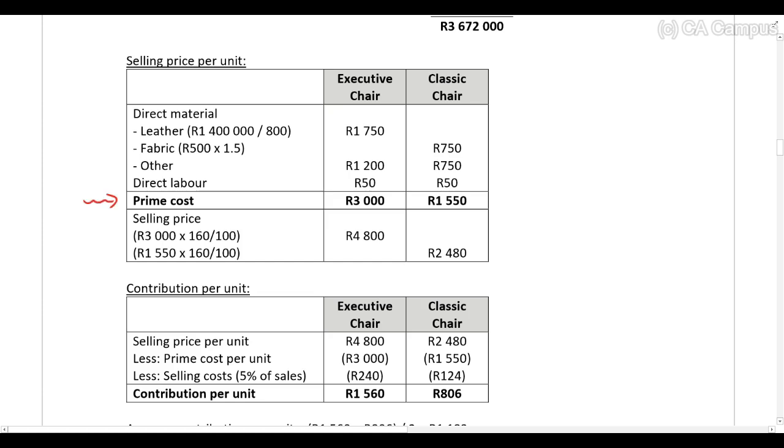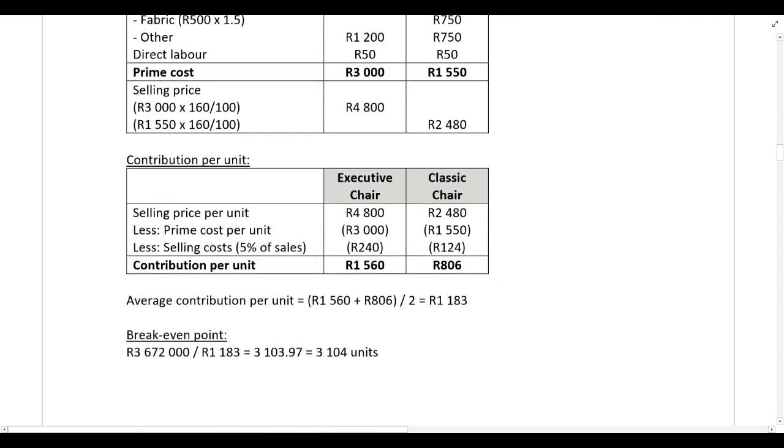He calculates the prime cost. He then adds a markup of 60% to get the selling price per unit. Then once he has the selling price per unit, he uses that to calculate the contribution per unit. And remember, the contribution per unit is just the selling price per unit minus all of the variable costs. Then after that, he calculates an average contribution per unit. So he adds these two together and divides by 2 to get an average contribution per unit. Now, already we know that's incorrect because you shouldn't just calculate an average. You should calculate a weighted average.